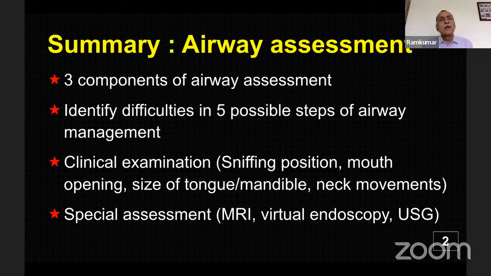Bullet point number 2, we went through the difficulties in 5 possible steps of airway management. I obviously don't have time to go through all of them, but I said that we look for factors in our airway assessment that tell us that we may have a difficulty in face mask ventilation, we may have a difficulty in intubation using direct laryngoscopy or video laryngoscopy, we may have a problem in placing a supraglottic airway, we may have a problem in an emergency cricothyrotomy. Each of these steps is to oxygenate my patient, and each has very unique anatomical features that will make the airway management difficult. So look for all of this in your airway assessment.